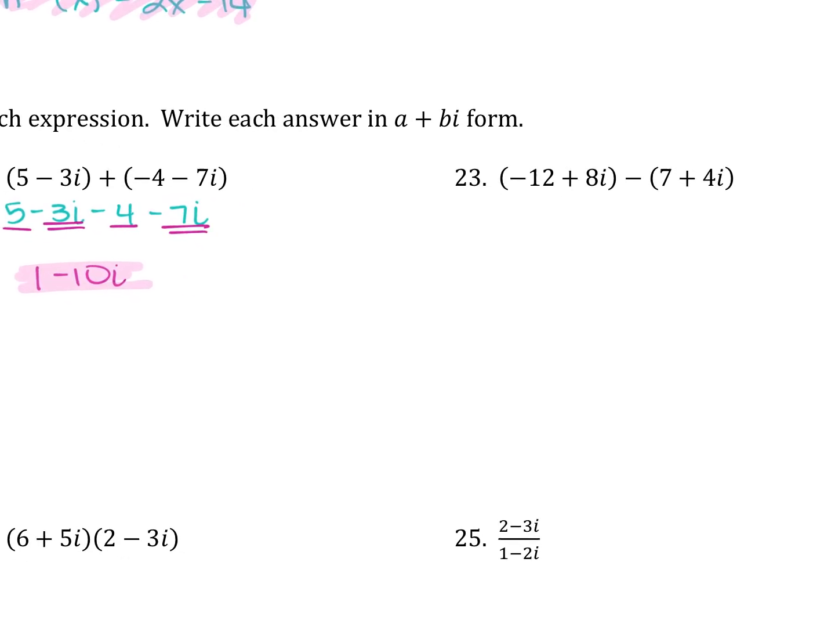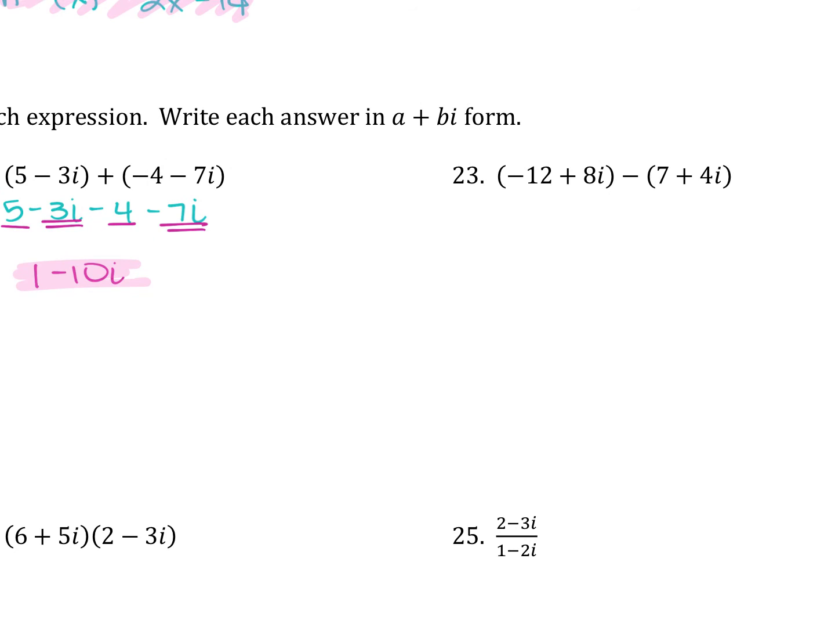For the next one, you have negative 12 plus 8i minus 7 plus 4i. Since there's subtraction between these two sets of parentheses, we are going to distribute that negative into the second set of parentheses. So this will give us negative 12 plus 8i minus 7 minus 4i.